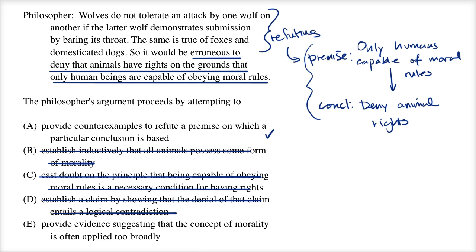Provide evidence suggesting that the concept of morality is often applied too broadly. No, in fact, the philosopher is, I think, trying to get to a place that's the opposite, trying to assume that it's too narrowly applied only to humans. He's making a case, or she's making a case, or starting to make a case, that some logic for applying it only to humans, to denying it to animals, is false. So this is definitely not going to be the case. So we're going to feel good about picking A.